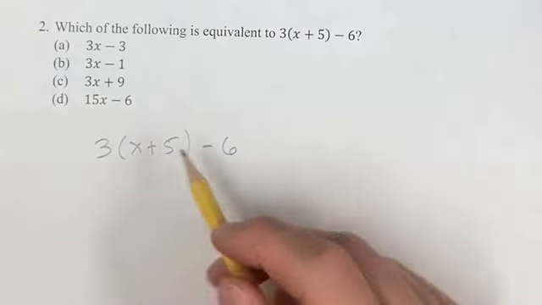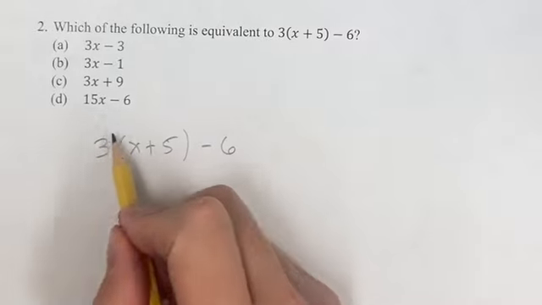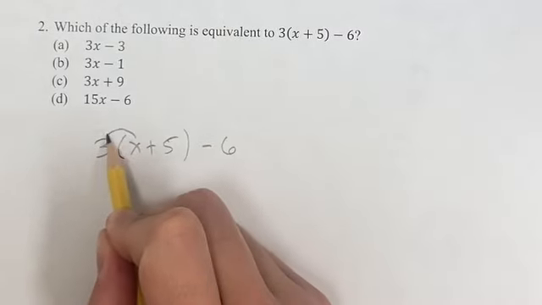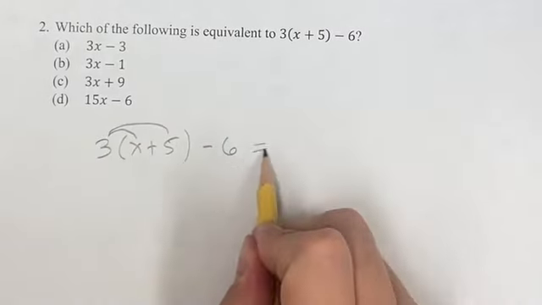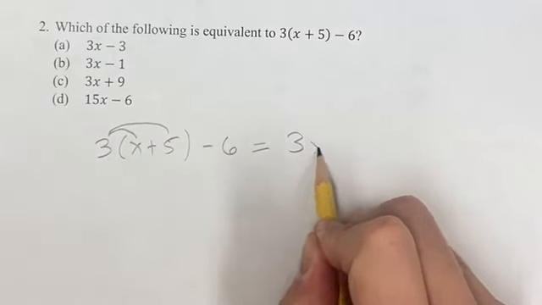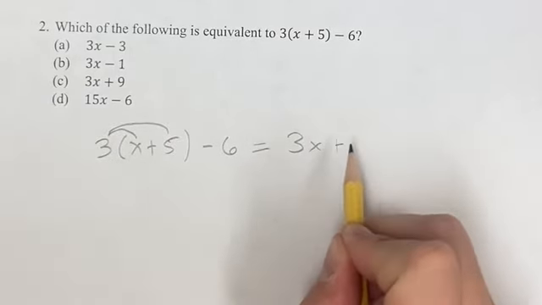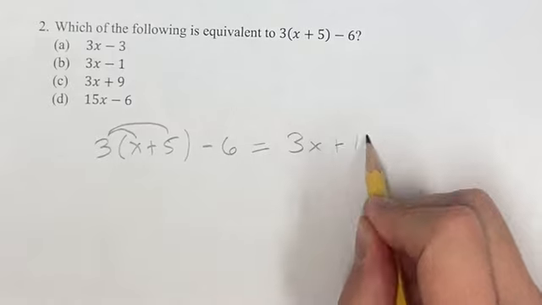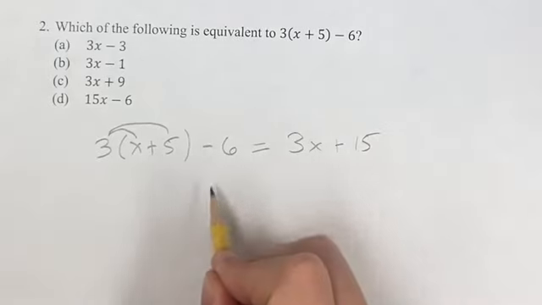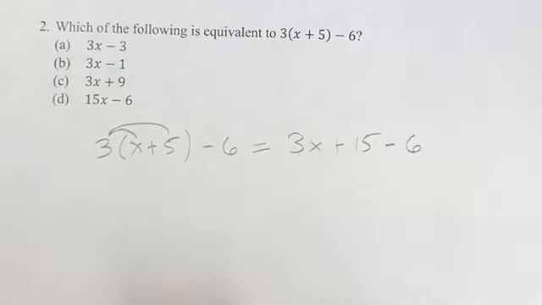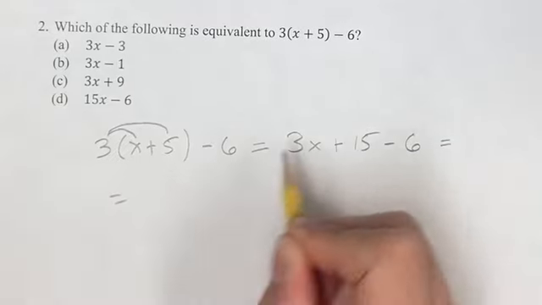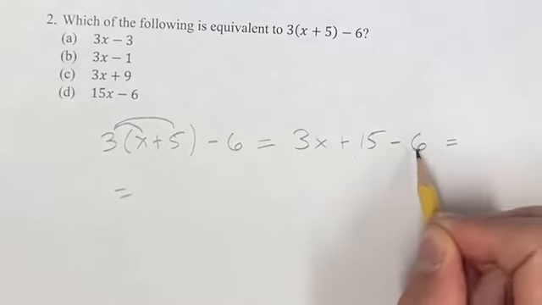And what we have to do here is distribute this 3. So you have to multiply 3 by x plus 3 by 5. So 3 times x is just 3x. And then we add 3 times 5, which is 15. Now we've gotten rid of the parentheses, and you have to remember the minus 6 at the end. Now we have 3x + 15 - 6.